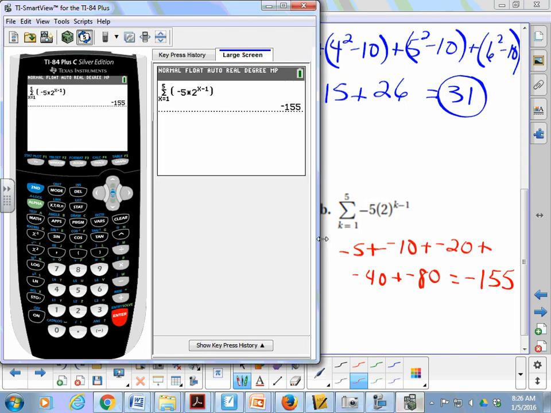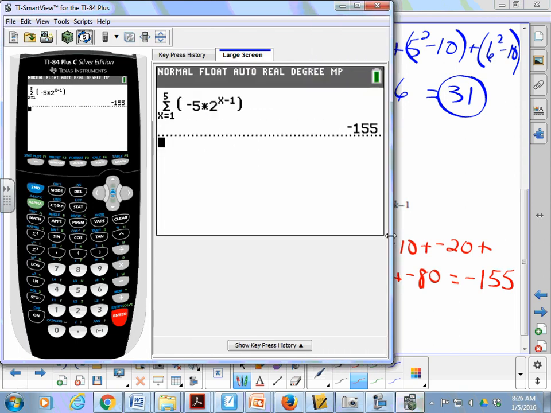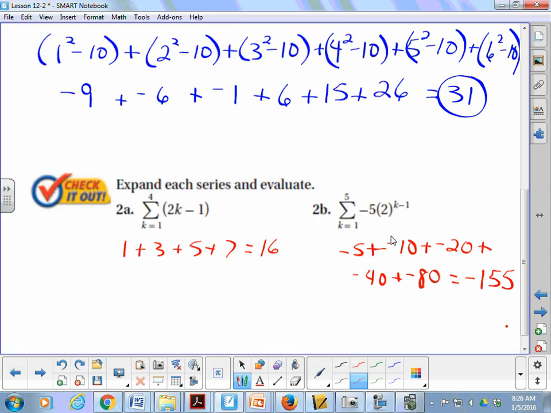So the calculator, you can put it right in your calculator exactly as it is in the book, and it'll give you the answer. So the only thing you can use that for is to verify that your answer is correct. You can't use it to expand. So when it says expand, you still have to do the expansion.